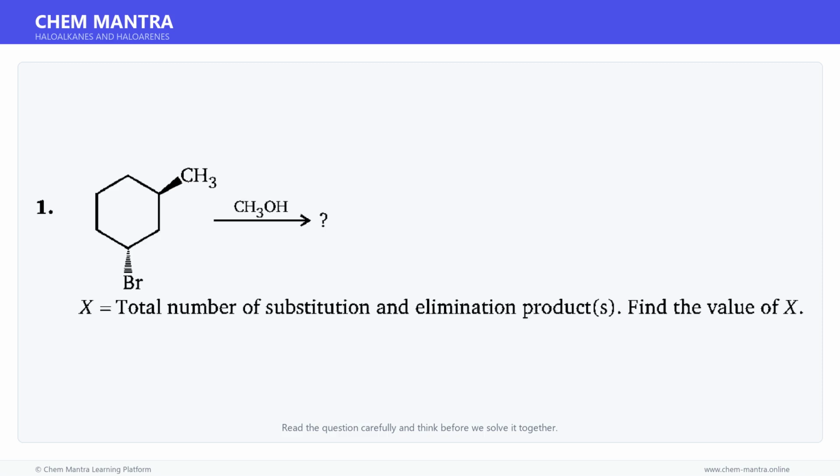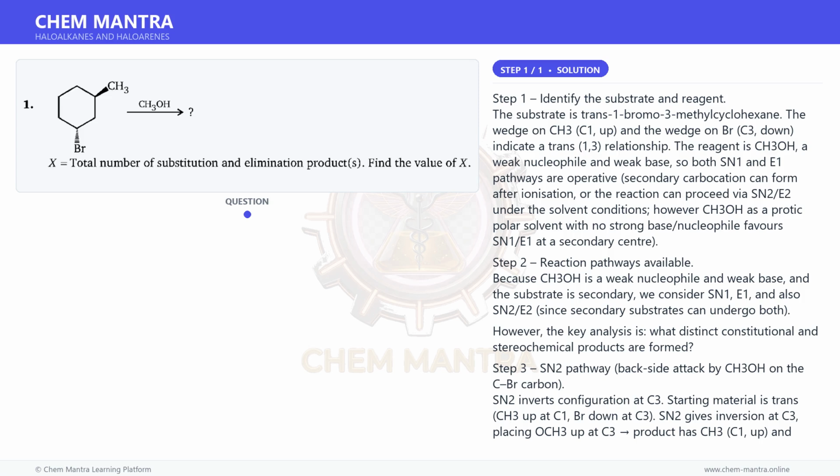Here is a numerical type question. Work through the numbers carefully. Let us solve it step by step. Let us begin solving this step by step. Step 1. Identify the substrate and reagent.